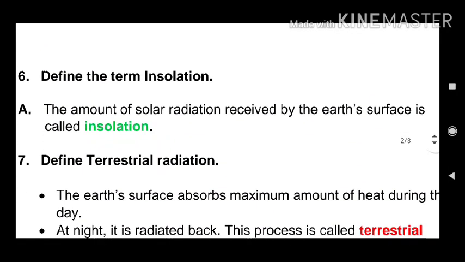Next one, define the term insolation. The amount of solar radiation received by the Earth's surface is called insolation. So the Earth's surface keeps on receiving the solar radiation. The amount of solar radiation received by the Earth's surface is called insolation.